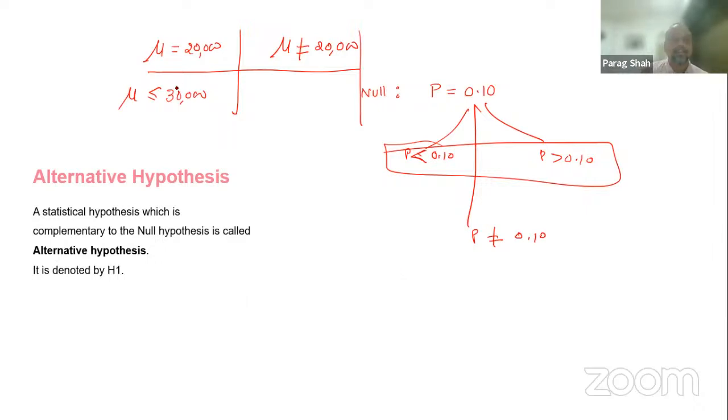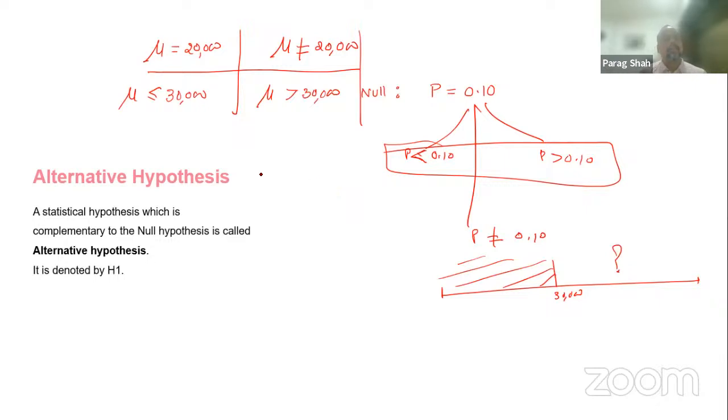So if I say less than or equal to, just see the number line. Let me make it crystal clear for you. I'm saying 30,000. So what is the statement I'm making? Less than or equal to 30,000. So what is left out? Only this part is left out. So this means mu greater than 30,000. If I make a statement that the average income of Indians will be at least 25,000, so what will be complementary to this? I'm saying greater than or equal to 25,000. So what will be left out? It will be less than 25,000.